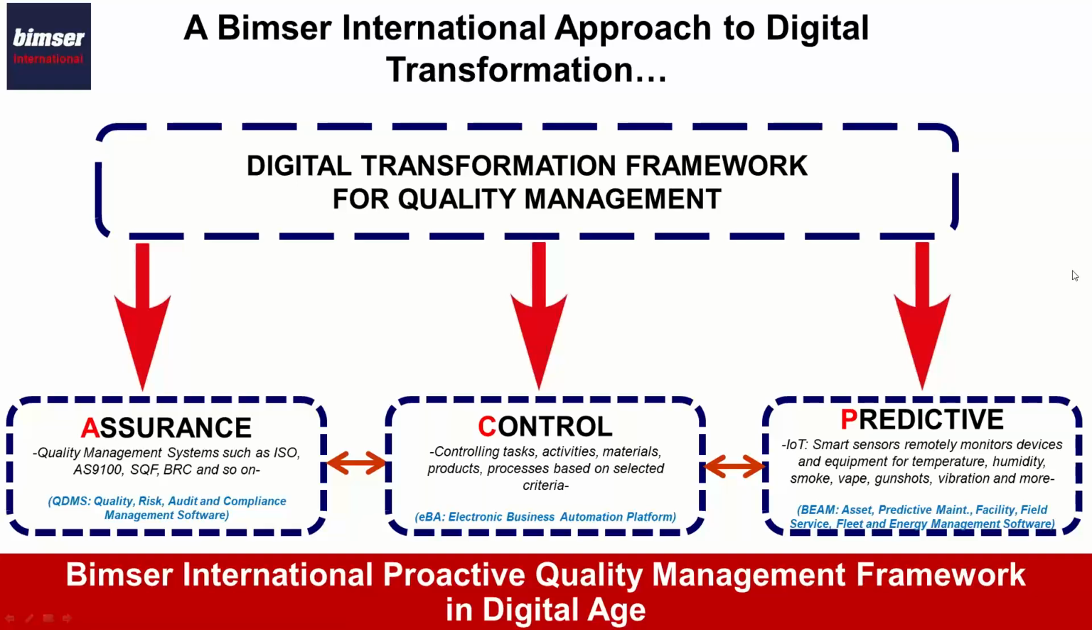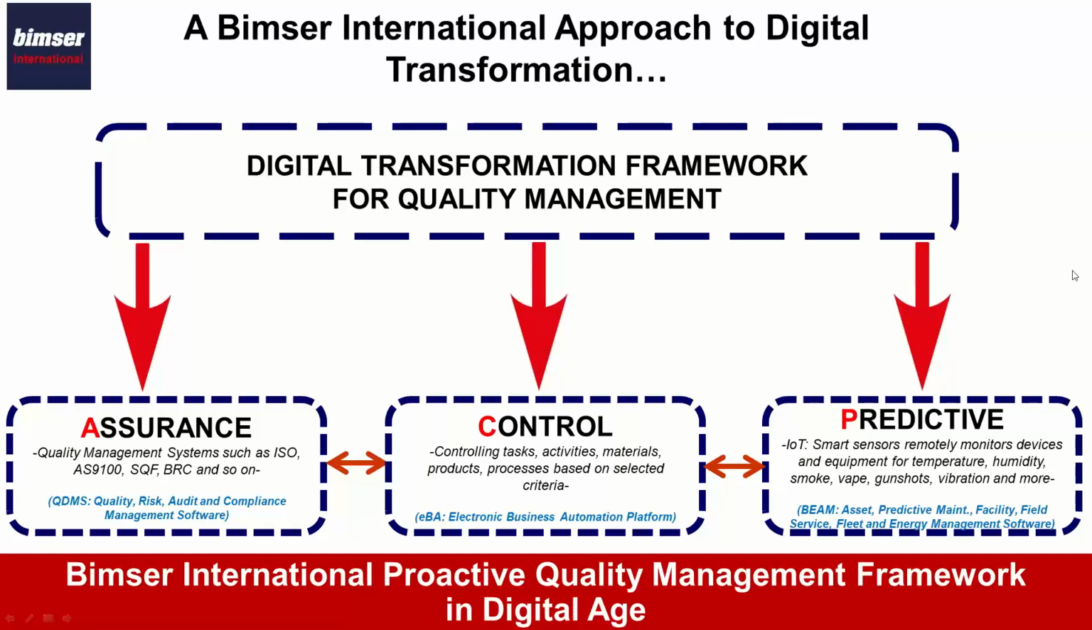So that is why we put together this framework. It is the framework for quality management in the scope of digital transformation, and it has three parts: assurance, control, and predict. Assurance is the system we are complying with, the regulation, maybe ISO 9001, maybe AS 9100, maybe IATF 16949, for example, in the automotive industry, or in the food and beverage industry, maybe ISO 22000 or SQF or BRC. This is the assurance that we are referring to.